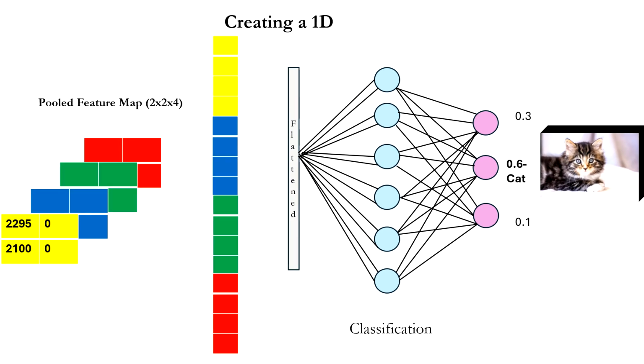And finally, after that backpropagation and gradient descent, we get the correct classification of the cat.